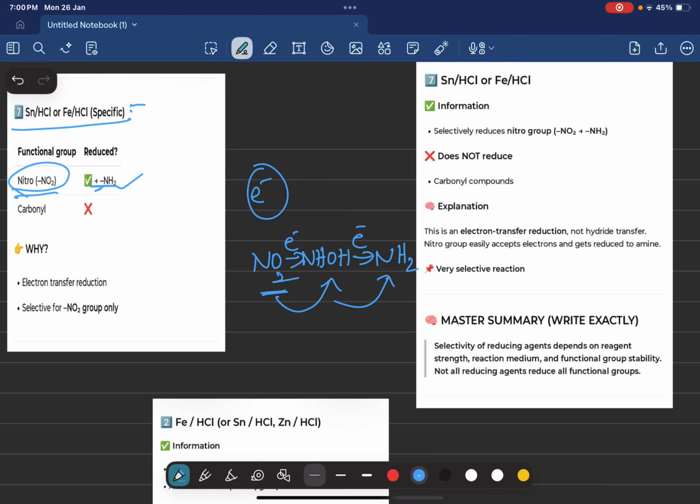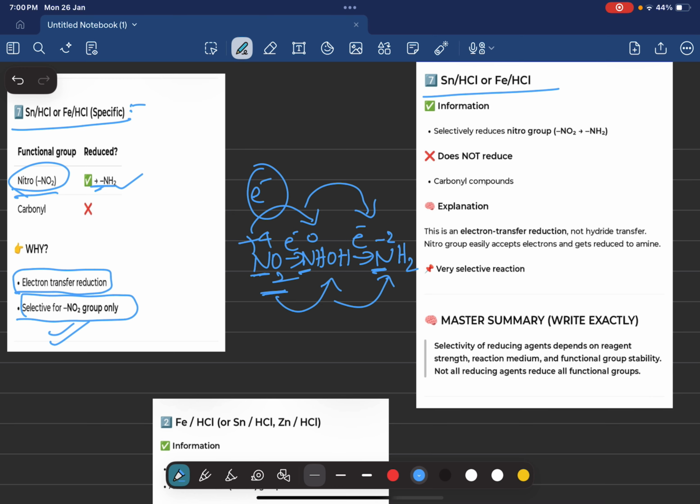That's why you can observe the oxidation state of nitrogen here. Here the oxidation state is +4, here it will be 0, here it will be -2. That means from +4 to 0 is a gain of 4 electrons, 0 to -2 is a gain of 2 electrons. That's how electrons are slowly added step by step. So it is electron transfer reduction, selective mainly for NO2 groups to convert to NHOH or NH2.